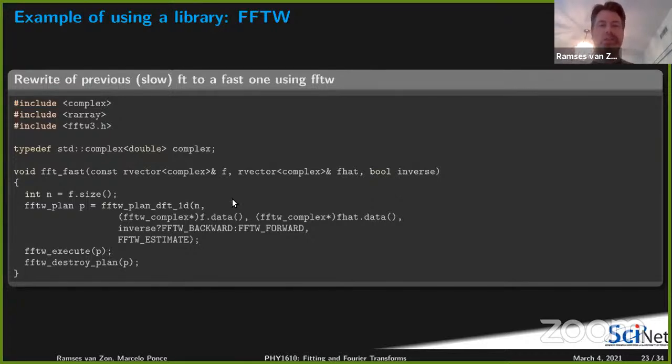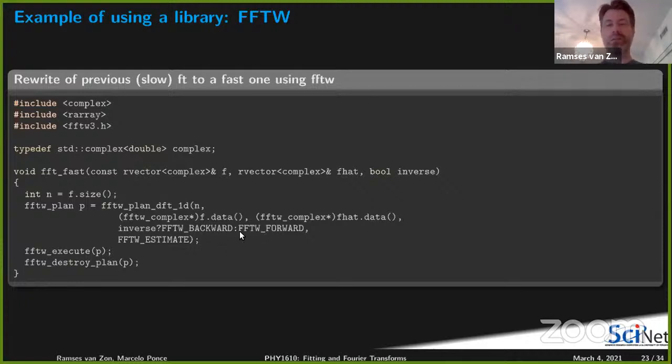FFTW is a C library, so you'll again get this idea where you have to pass the pointer to the first element. That's our f.data here. It's even a little bit more annoying in that it wants this pointer to be of the fftw_complex star type, which is entirely compatible with the complex numbers in C++. But because it's a C routine, it doesn't know that, so we have to tell it that this f.data thing points to a complex number of this type, which is just the same as an fftw_complex star.